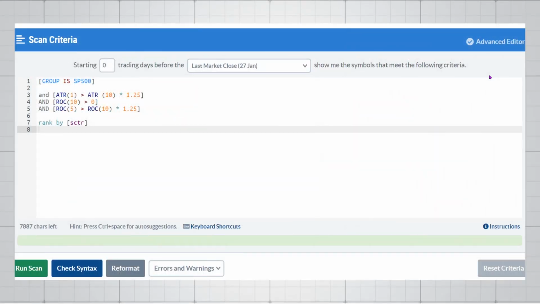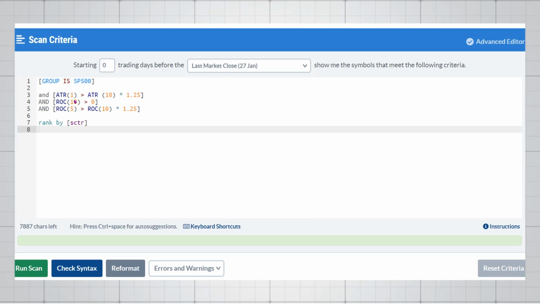In order to scan for that, we have a very simple scan, and that is a lot of comparisons here. We're going to start with the idea that today's ATR, ATR1, is greater than the 10-period ATR, essentially the average over 10 periods, times 1.25. In other words, 25% greater than the 10-period ATR. It's got to be a decent-sized bar to overcome the ATR 10 times the 1.25.